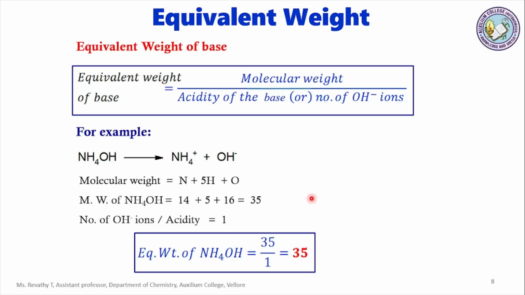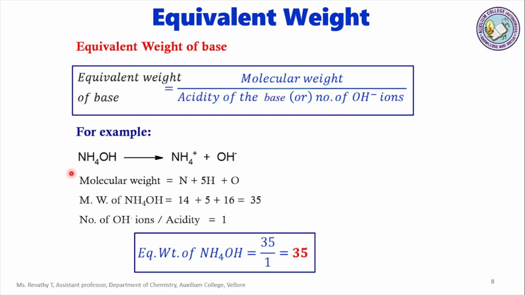Next, we are going to see how to calculate equivalent weight of base. Here, in the general formula, we need to substitute valence factor by acidity of the base or the number of OH minus ions. Acidity of the base is equal to number of replaceable OH minus ions per unit formula. We can simply calculate the number of OH minus ions in the formula.